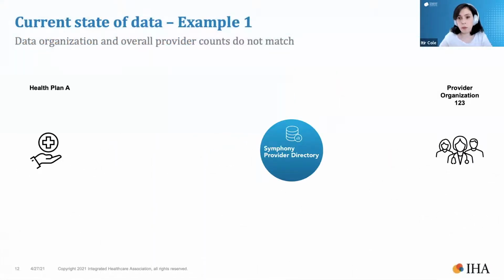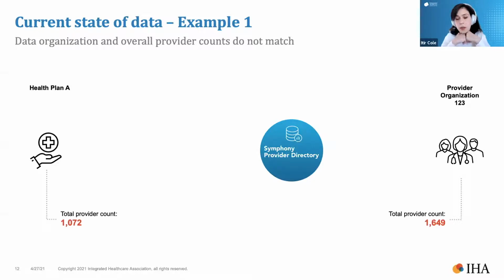So let's look at one of the problems that we ran into. This is a real problem that we saw in our data. We anonymize, of course, some of the pieces here, but what you're seeing is on the left-hand side, you have the health plan, and on the right-hand side, you have the provider organization. So those are the two contracted entities, and Symphony sits right in the middle, facilitating that conversation between them.